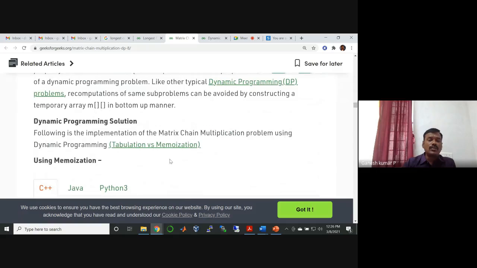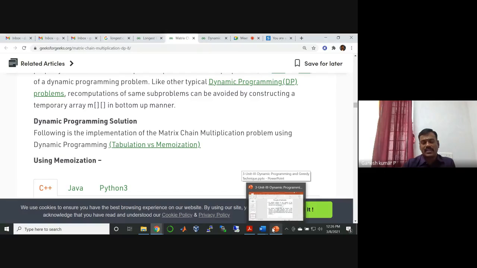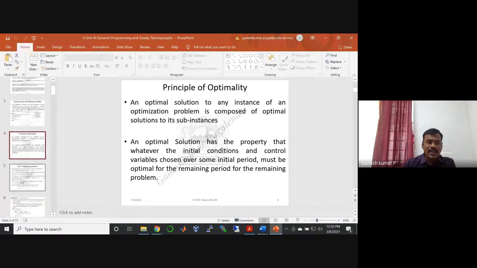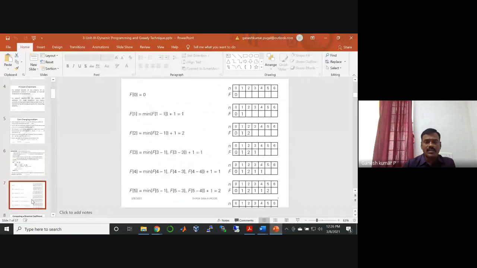Once you have done all these things, you go for implementation of the dynamic program. When you are implementing the dynamic program, there are two solution strategies available: the tabulation method and the memoization method. I leave this to you as an exercise or a seminar topic. Anyhow, I will present the tabulation method for the UG problem. This is the tabulation problem. So what is the problem?